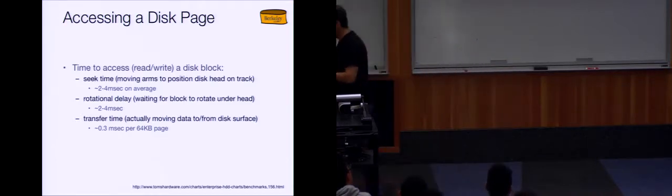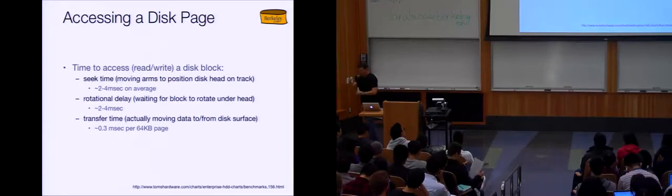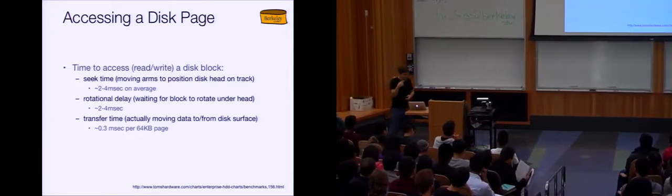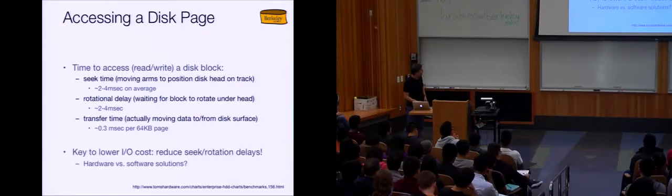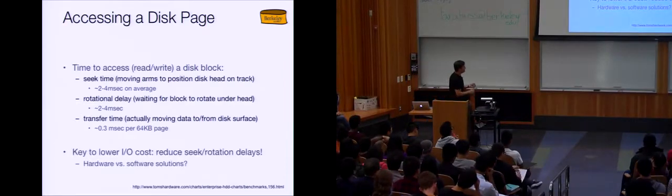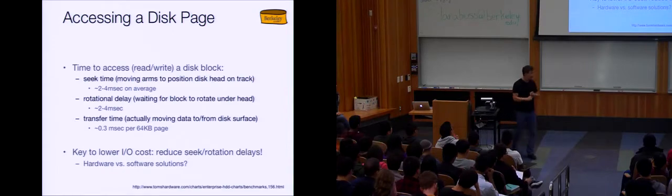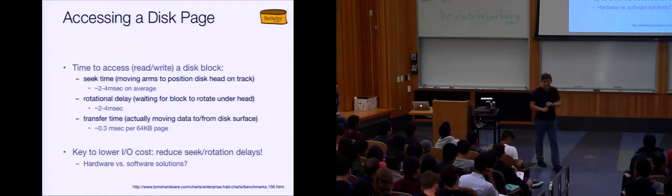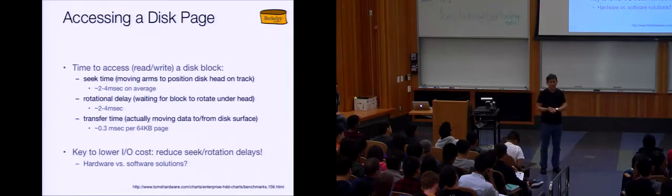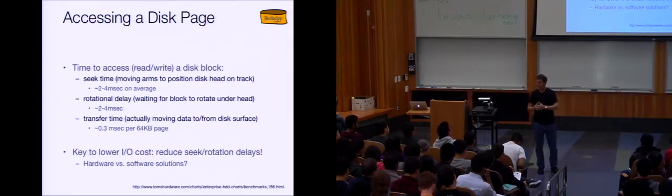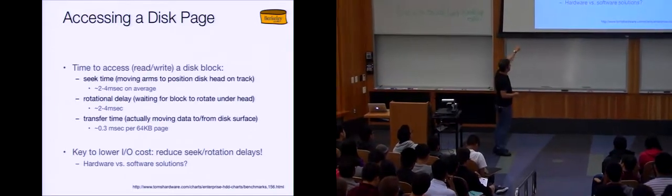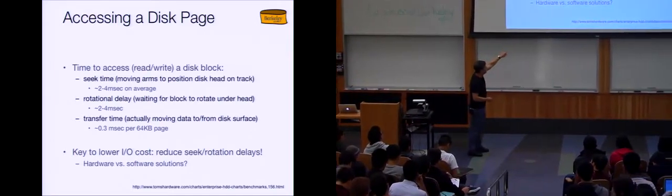But you can see that with magnetic disks, you really care about getting these I/Os that are all close to each other, and trying not to seek and not to induce rotational delay. So the key to lower I/O cost is to come up with software solutions that reduce your seek and rotation delays. Or you can come up with hardware solutions too, like get rid of magnetic disks and use flash. But that took a while, so we now do that. But our algorithms by now already know how to avoid these seek and rotation delays.